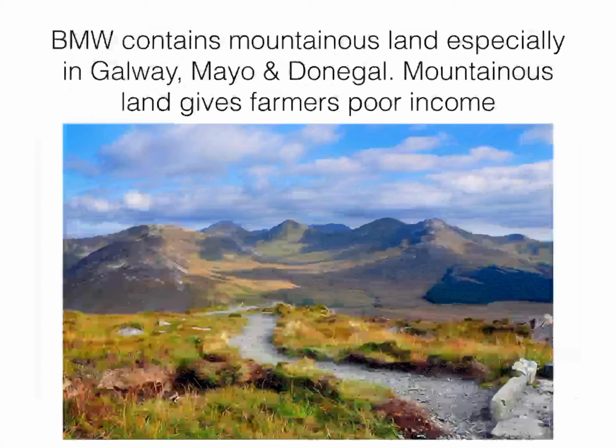Now, I suppose one of the things that goes against the BMW region is its mountainous land. It's very hilly, very mountainous, especially in Galway, Mayo, Donegal. Now, with mountainous land, that gives a number of problems. Firstly, it's very, very hard to farm the land and to drive machinery when it's very hilly and very steep. It makes farming much more difficult. It limits the kind of animals you can put out on the land to probably rough grazing of sheep and goats, sheep mostly. That isn't going to be profitable farming. So that isn't going to make you a whole lot of money.